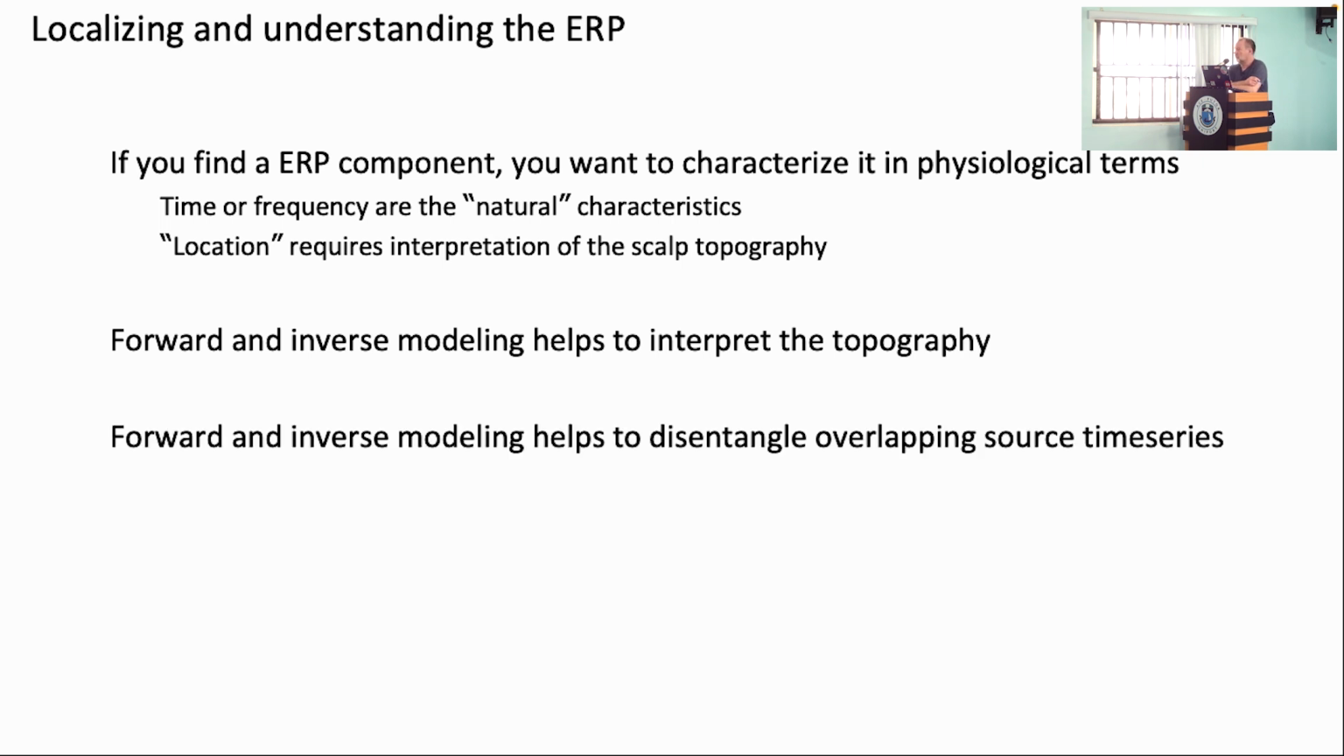The second important reason why we use forward and inverse modeling is that it helps to disentangle overlapping time series. And that's what I showed you before, is that if we have an electrode that is in between two brain regions, the electrode is going to pick up activity from both, and using source modeling we can disentangle this overlap.